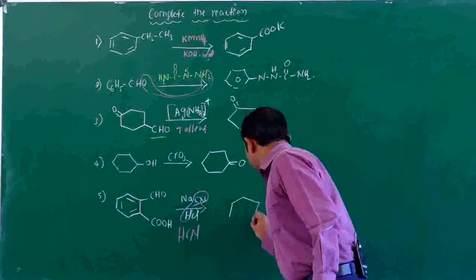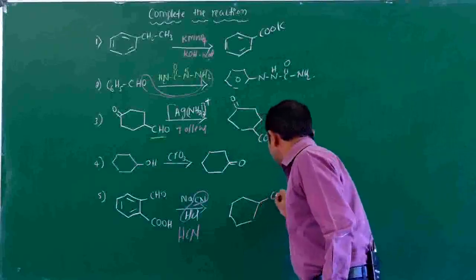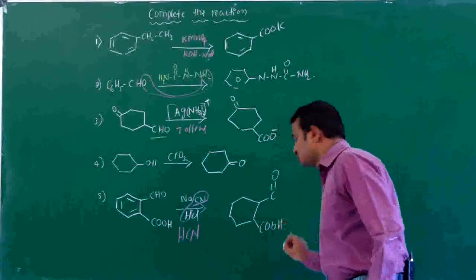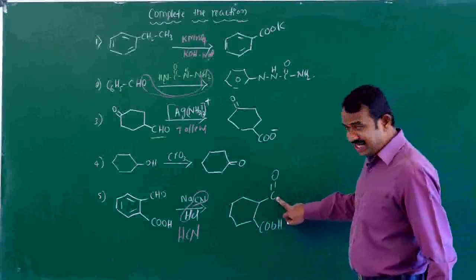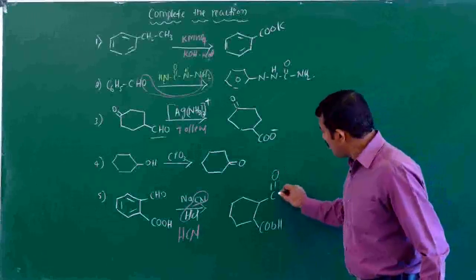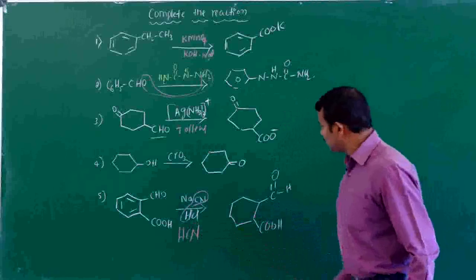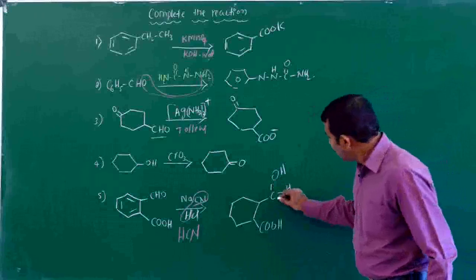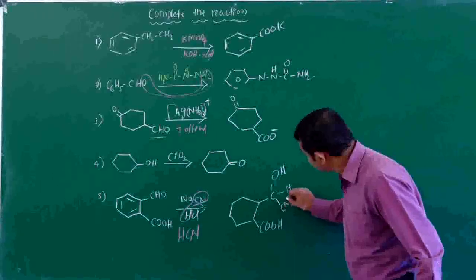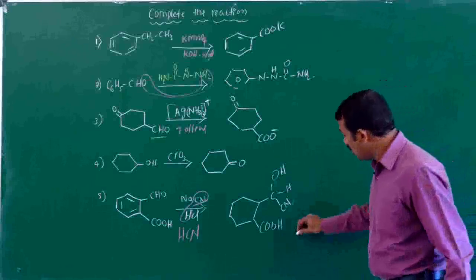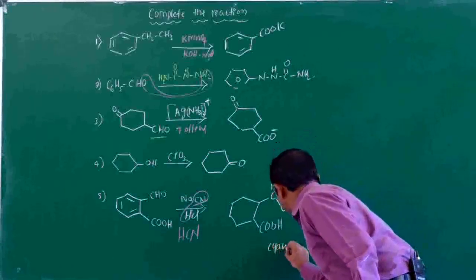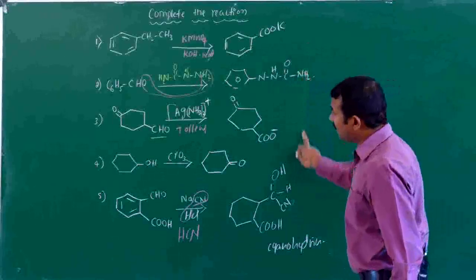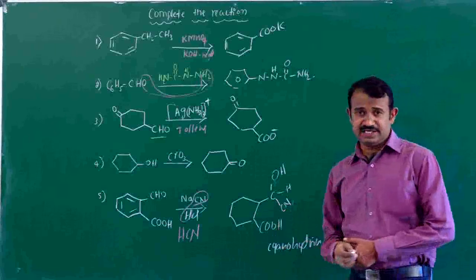Here I am writing the aldehyde, C double bond O, H. The COOH does not change in the reaction. In the addition of hydrogen cyanide, H is attached here, the double bond is converted to a single bond, and the cyanide is attached here. This is called cyanohydrin. These are complete-the-reaction questions; sometimes they will ask you to complete the reaction.